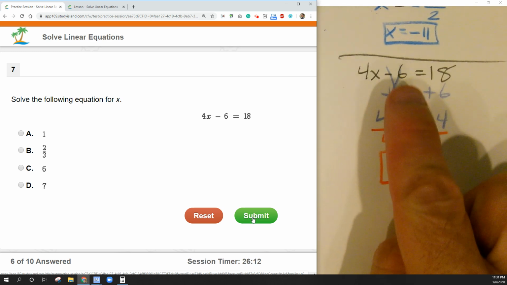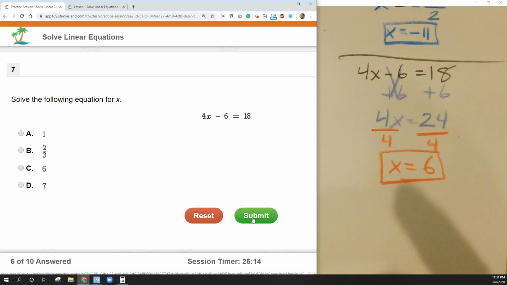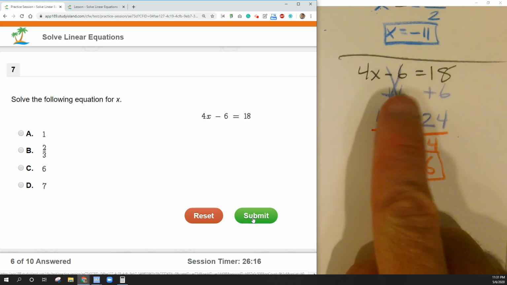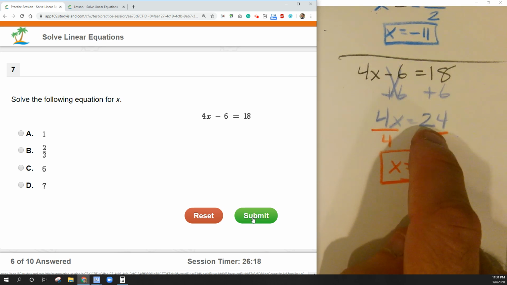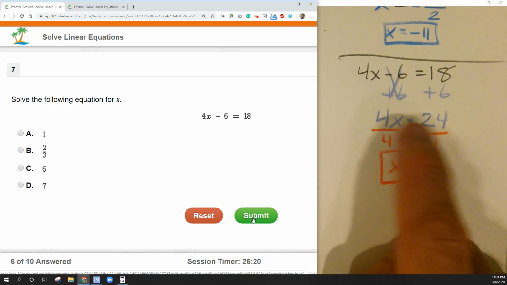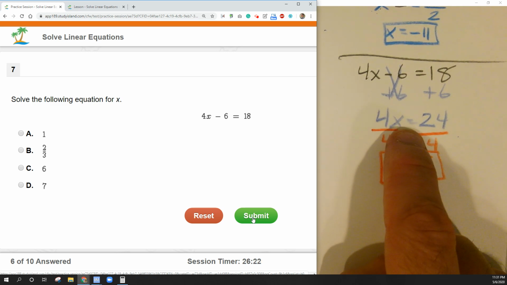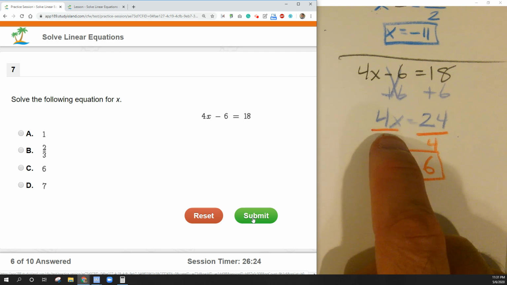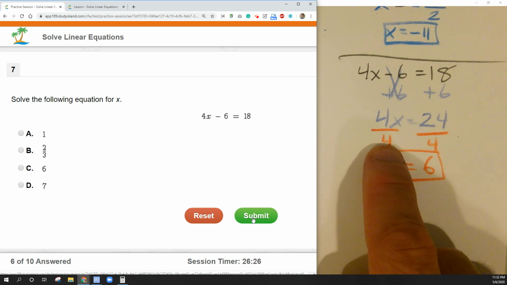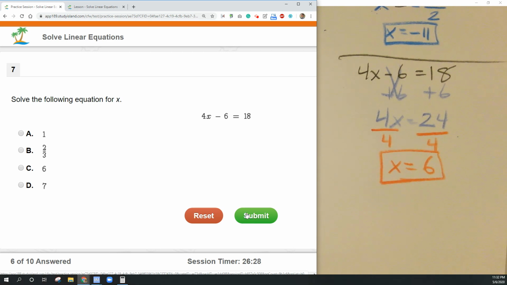So again, 4x minus 6 plus 6 makes 4x plus 0. 4x plus 0 is just 4x. If you do it to one side, got to do it to the other. 18 plus 6 is 24. Divide both sides by 4, because you don't care what 4 times x is worth. So you just want 1x, so 4x divided by 4 gives you that 1x. If you do it to one side, got to do it to the other, and there you go.